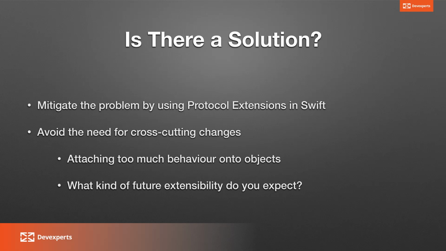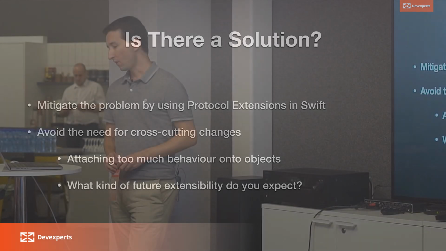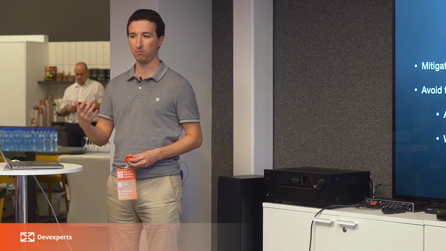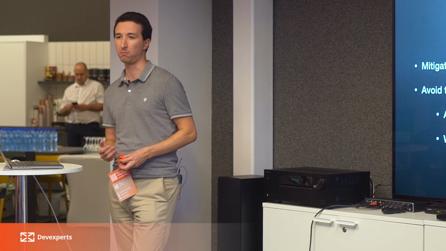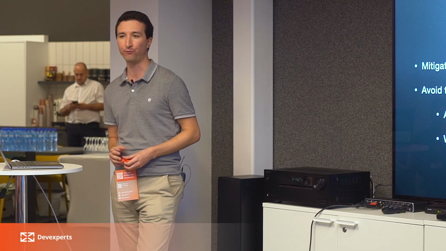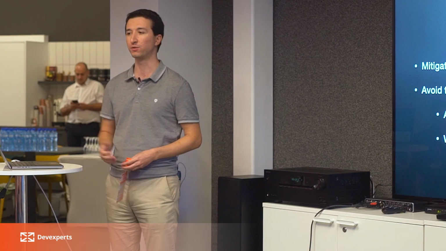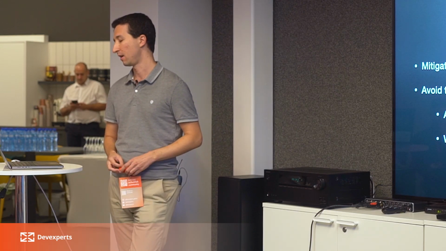And the question probably is, do we have a solution for this? So obviously with protocol extensions, I might be able to avoid making cross-cutting changes, but it might not always work. And yeah, so the solution here is that we need to think carefully about the types and the functions that we implement. And we need to consider the future extensibility that we might need.